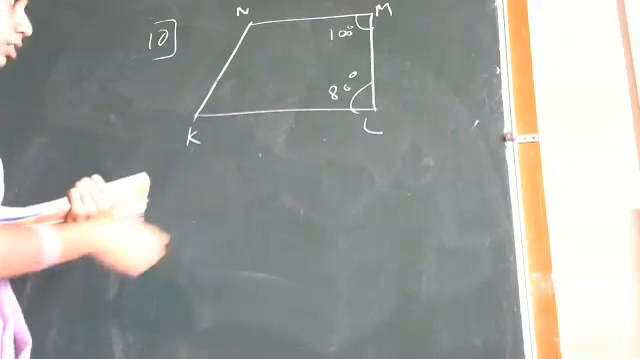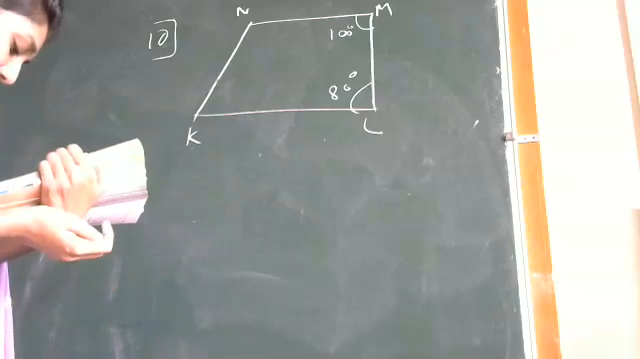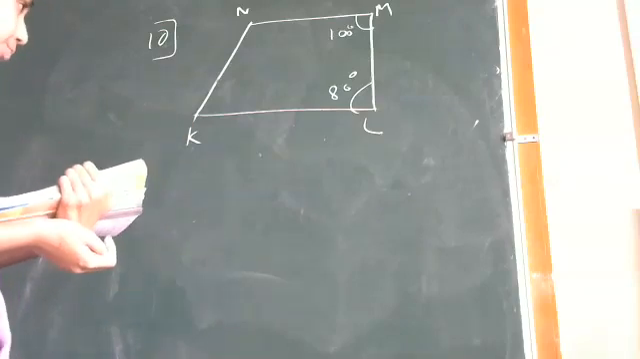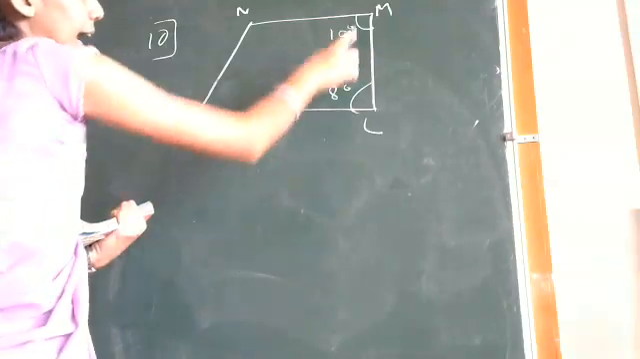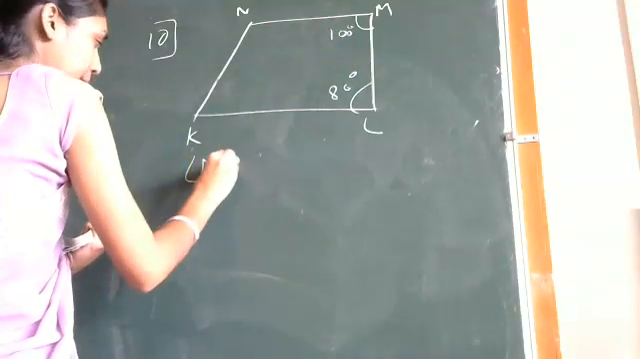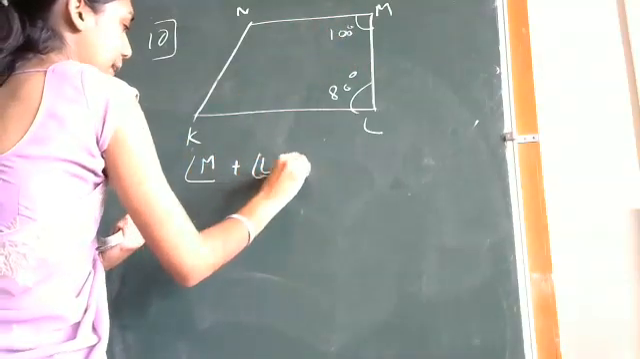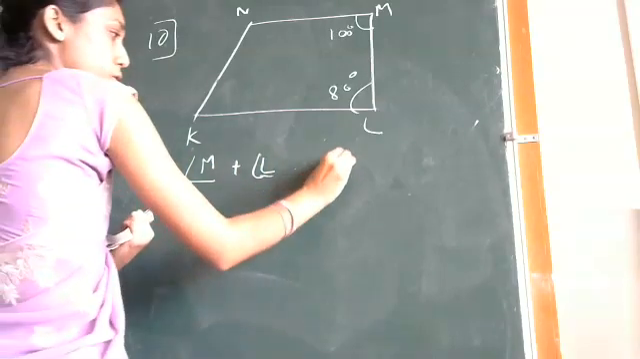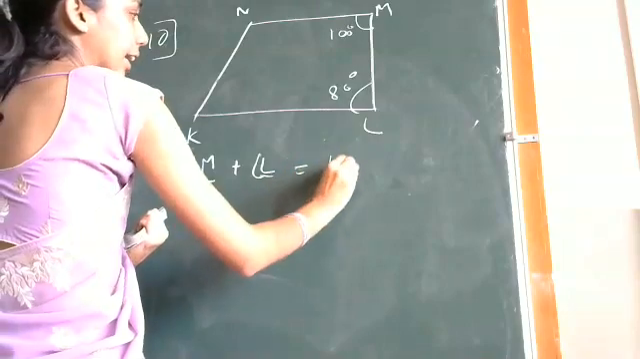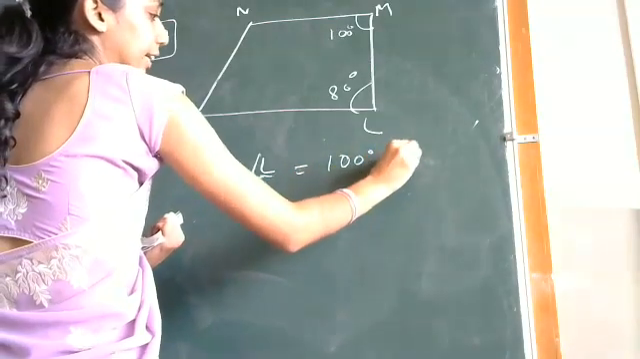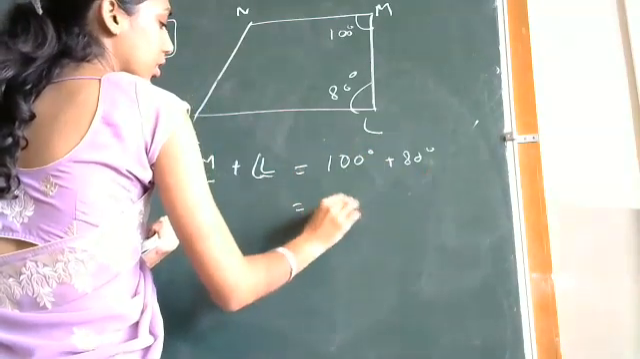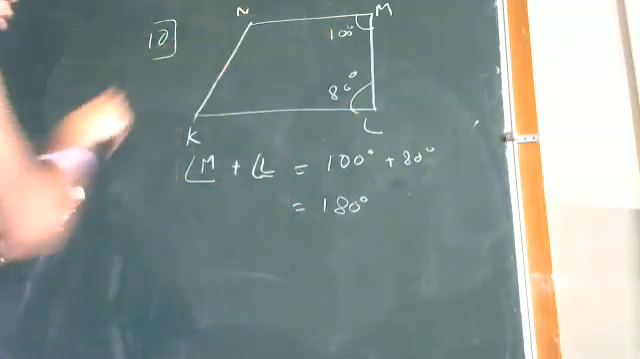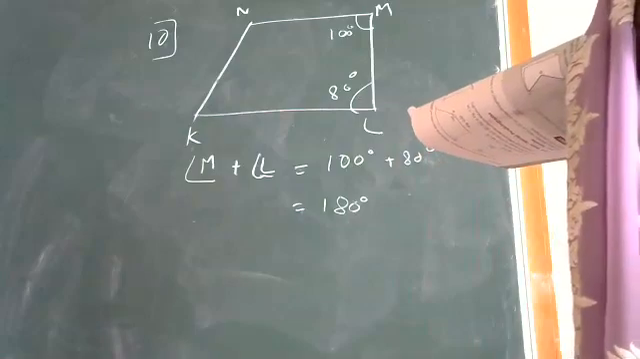So L is not given. Will they intersect the diagonals? So M and L will add, M plus L. So what is M plus L equal to? It is 100 plus 80 degrees. So M plus L is equal to 180. That is, the sum of the two adjacent angles is equal to 180 degrees.